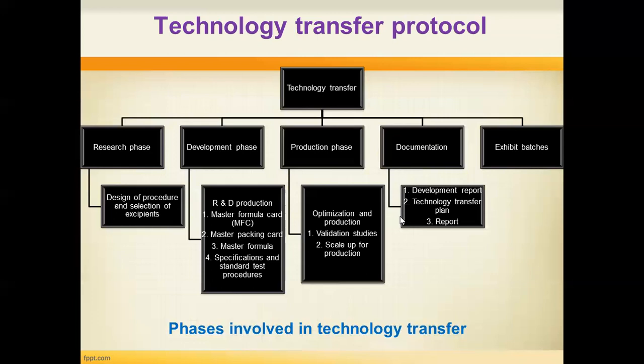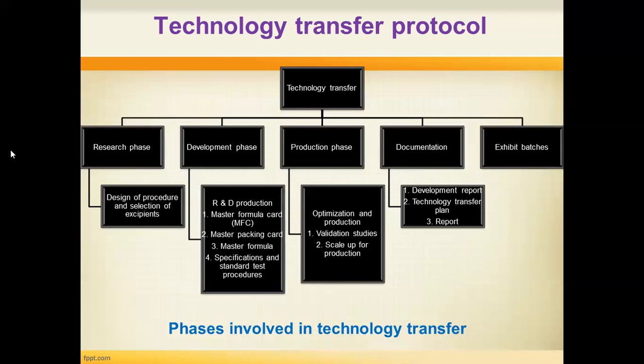Once your dosage form is developed in the R&D, the next stage is the production phase. In the production phase, you have to optimize each and every parameter and then start with the production. Once your parameters are optimized, you can start with the validation studies, where you validate the methods and parameters. And once the validation is completed, you can start production of the scale-up batches. That is, the last stage is where you prepare the commercial batches.